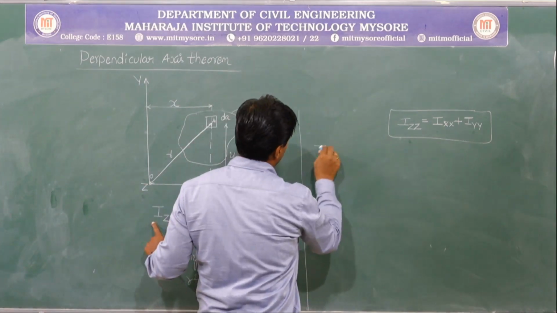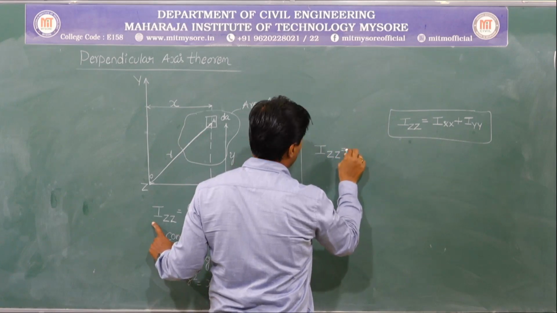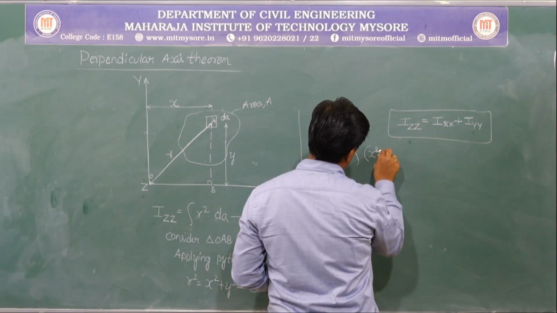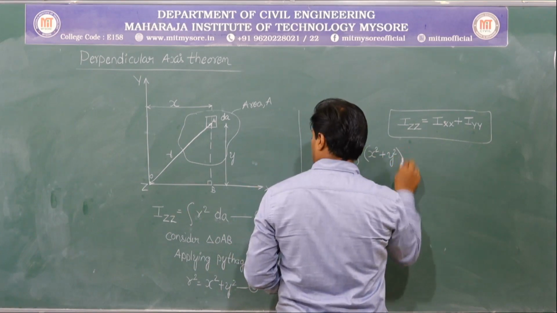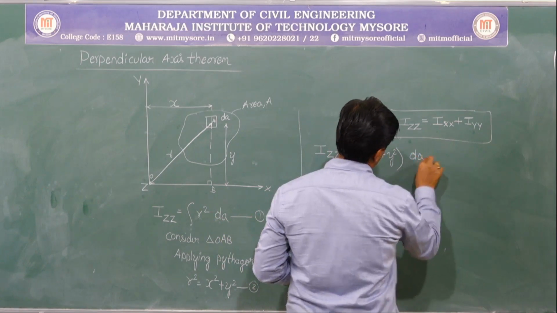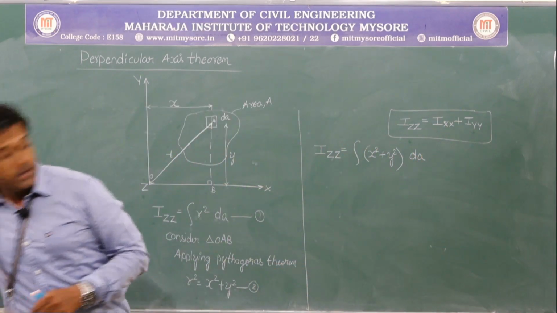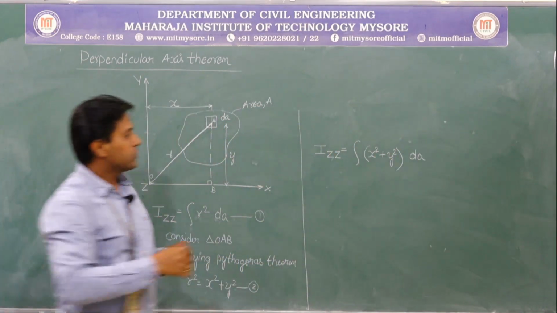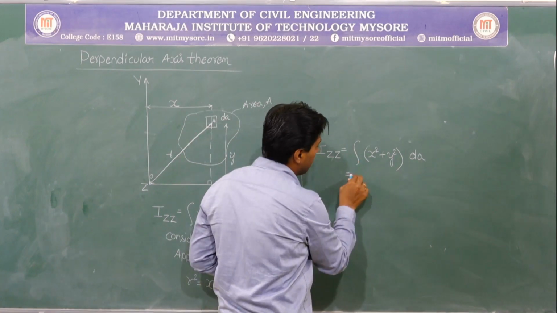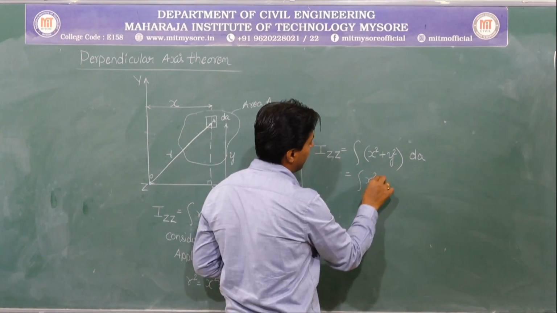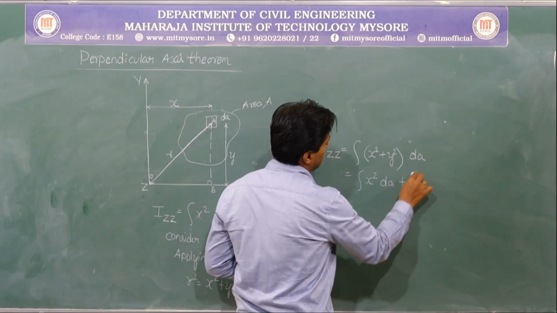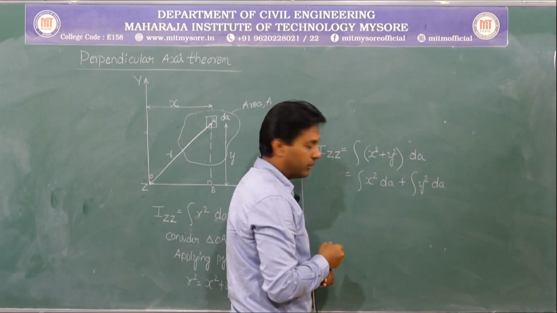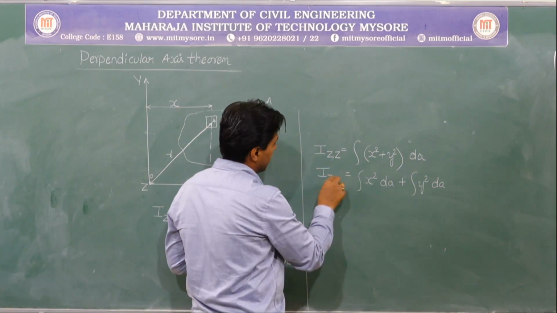So Izz is equal to the integral of, instead of r square, x square plus y square into dA. Let it be as it is. Izz equal to Ixx plus Iyy is the one that I need to prove now. So Izz is equal to, opening the bracket, the integral of x square dA plus the integral of y square dA. Let me call this equation 3.